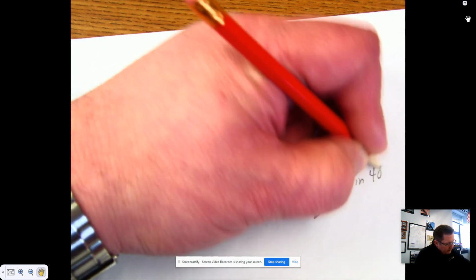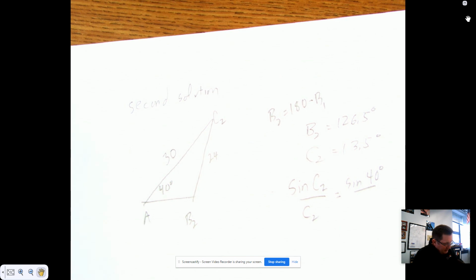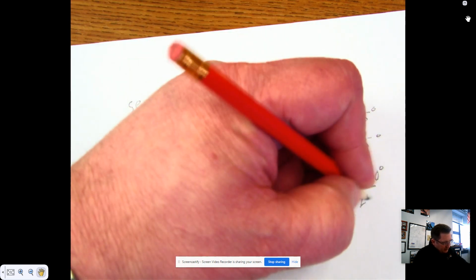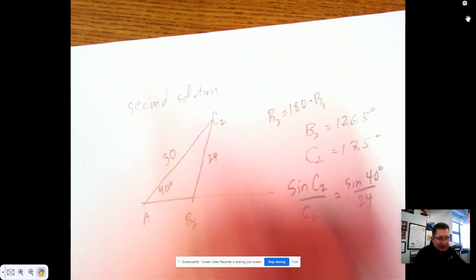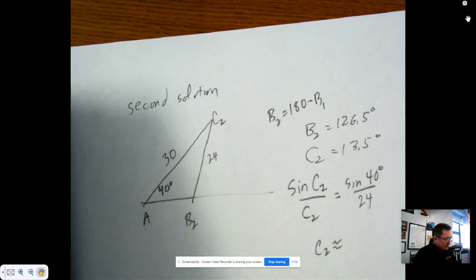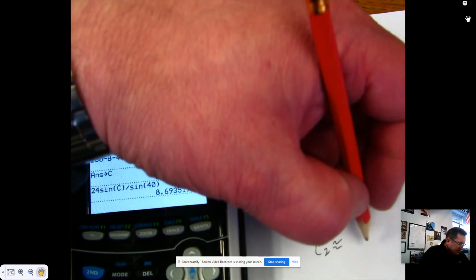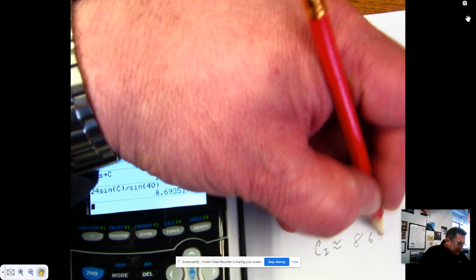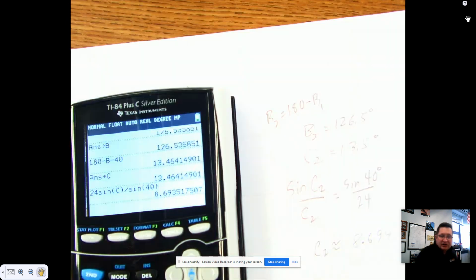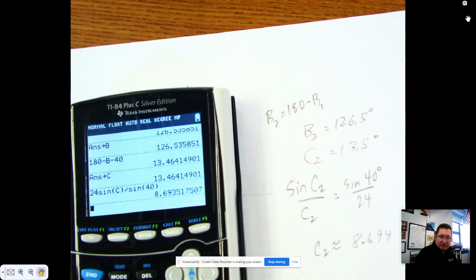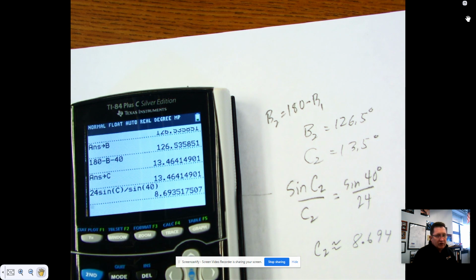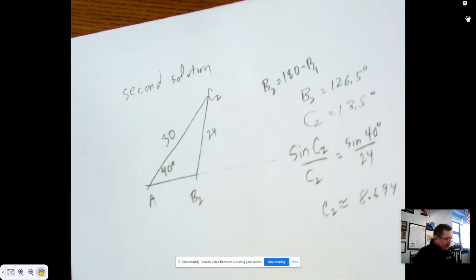Then we say that the sine of C2 over little c2 is equal to the sine of 40 over 24. So side c2 is 24 times the sine of C divided by the sine of 40. And we get 8.694. Again, you have to store those values in your calculator if you'd like to get the right answers all the way through. All right, so that covers that case.